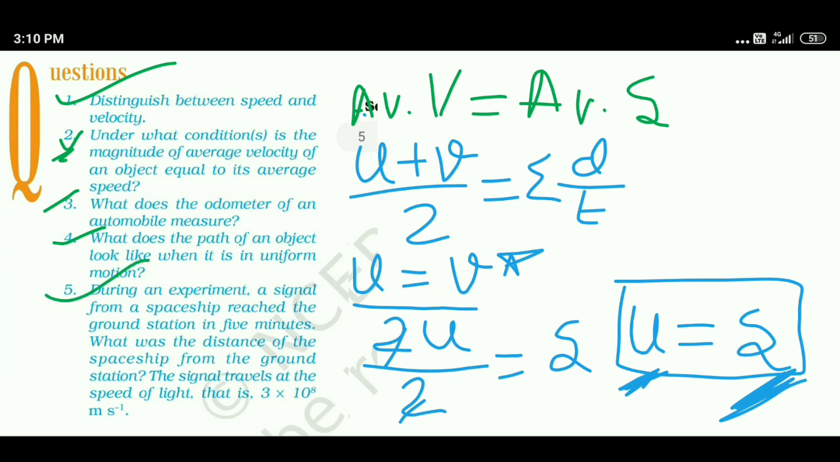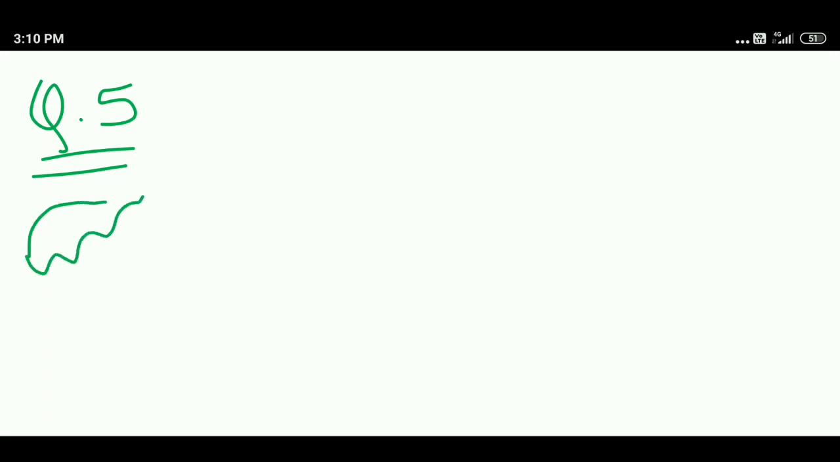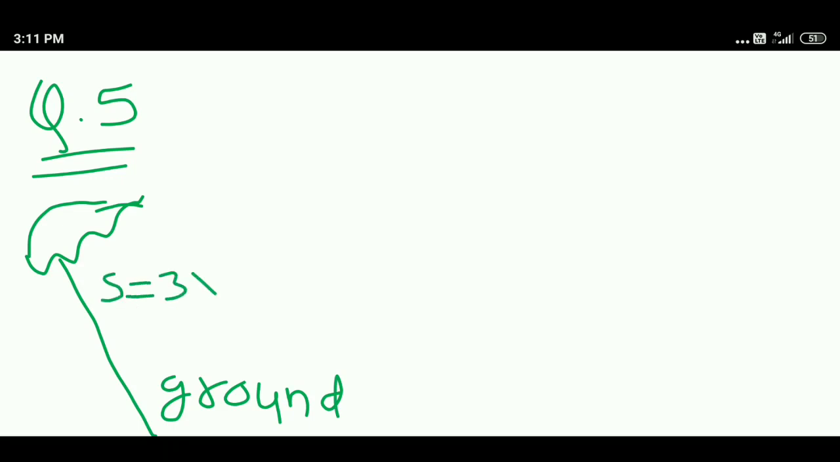So now we will solve this question. See, question number 5. In this question we are given a spaceship. I don't know how the spaceship looks like, I am only drawing it. A spaceship is sending a signal to the ground. The speed of the signal is 3 into 10 to the power 8 meter per second, and this signal reached the ground within 5 minutes.